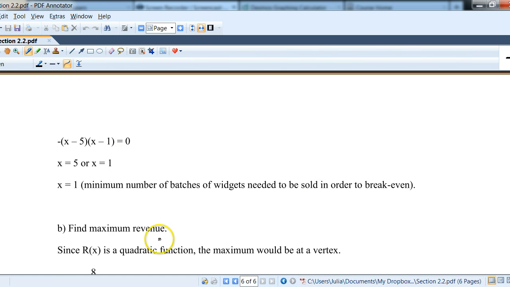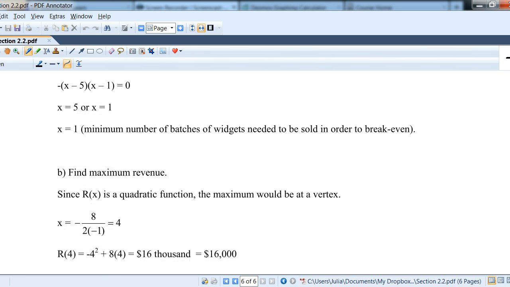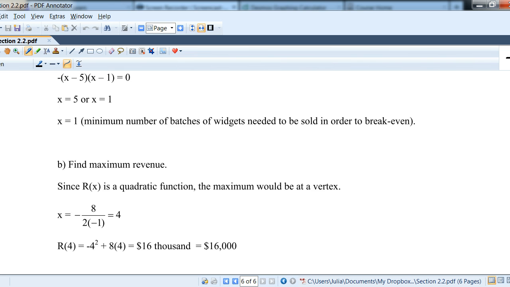Then the question keeps going. Maximum value, now this is a vertex question because it's a quadratic function and it's facing down, if you recall. So I basically found the vertex. Then we had to plug it into the actual revenue equation, and I get 16, which was given in thousands of dollars in the original problem, so it's 16,000.